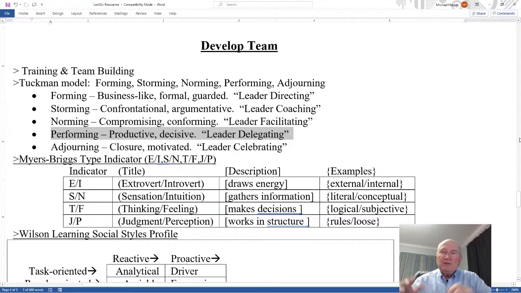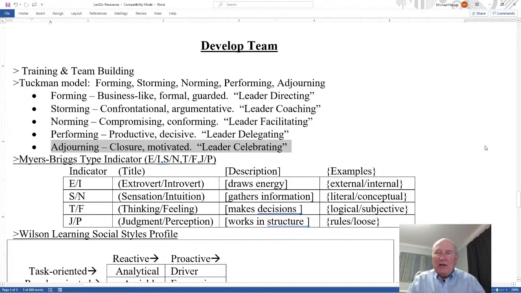And so that once you have good people, they're doing the work, they're working together, and then the final stage is adjourning, and that's closure, and I want to emphasize motivation. So the leader is celebrating the end of the project. You adjourn, but you adjourn with a celebration. And this celebration, the project could be wildly successful. Let's celebrate a good project.